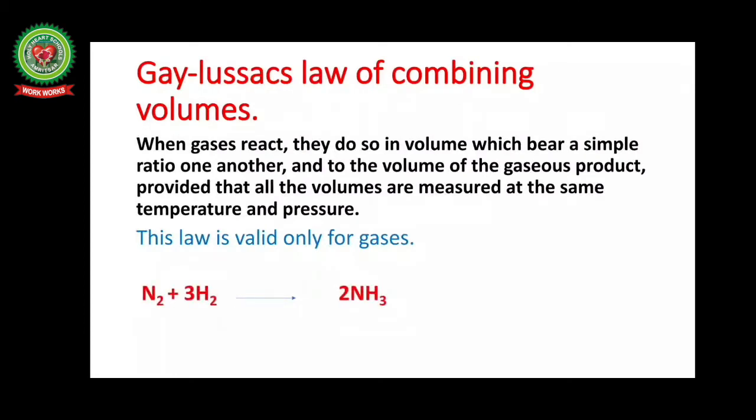So here we are discussing one equation, that is N2 plus 3H2 will give 2NH3. In this equation we are using 1 ratio of N2, 3 ratio of H2 and 2 ratio of NH3. It means 1 ml of nitrogen will react with 3 ml of hydrogen and it will form 2 ml of ammonia. So according to Gay-Lussac's law, the gases always combine in a simple ratio.